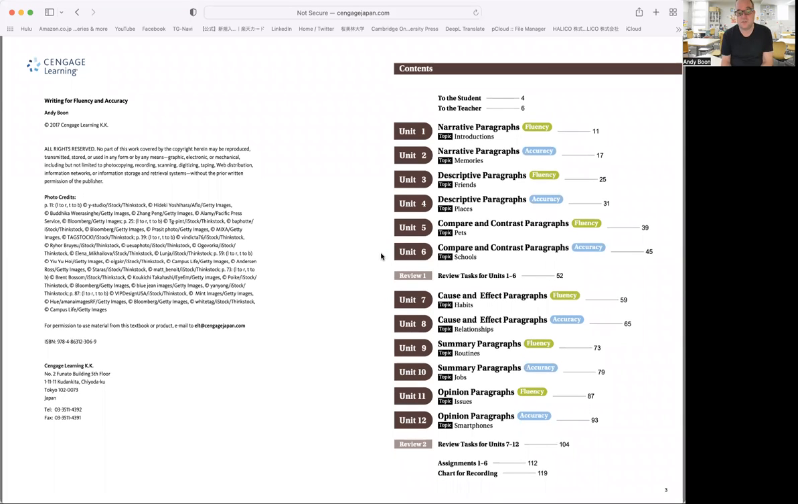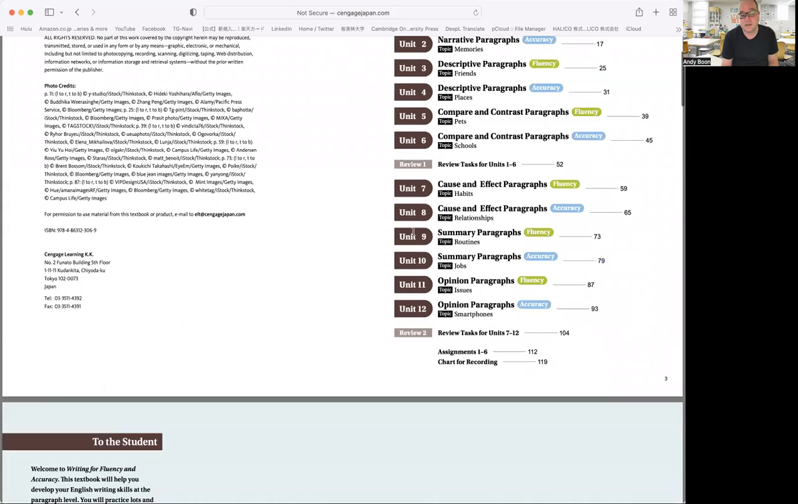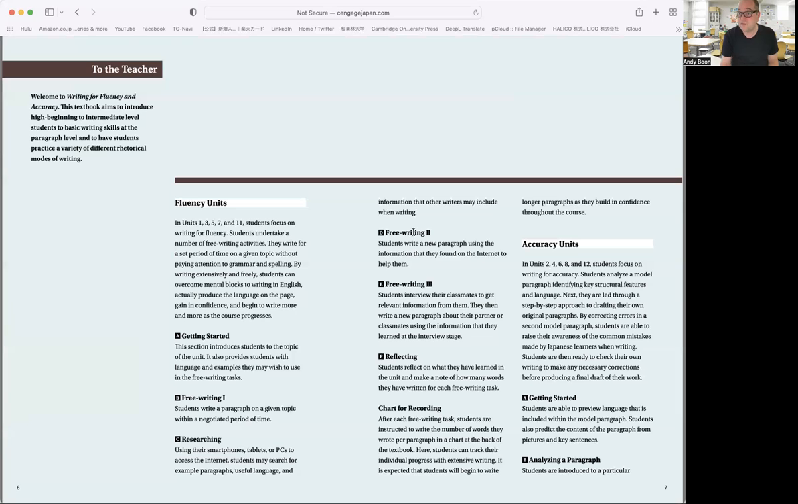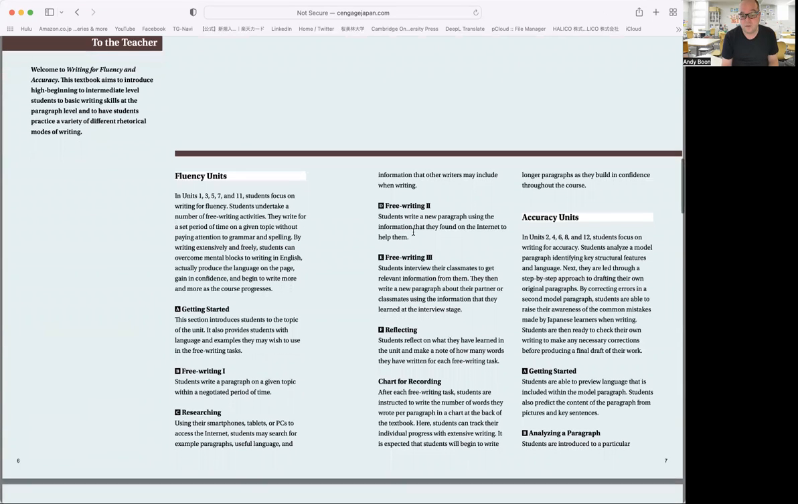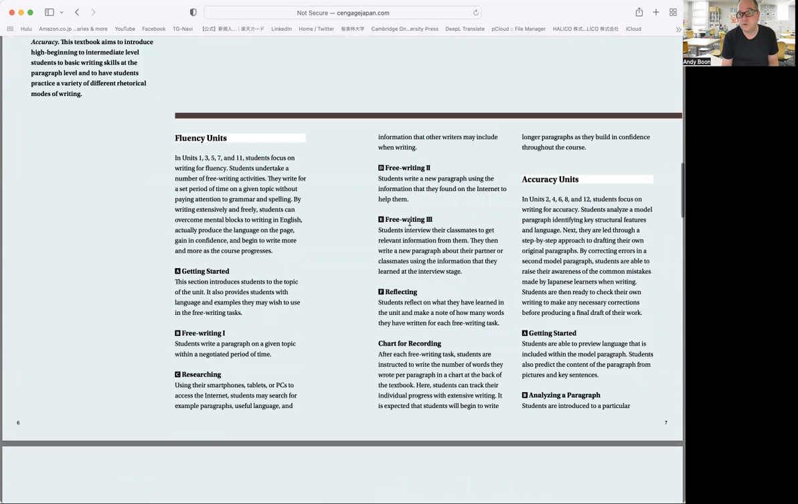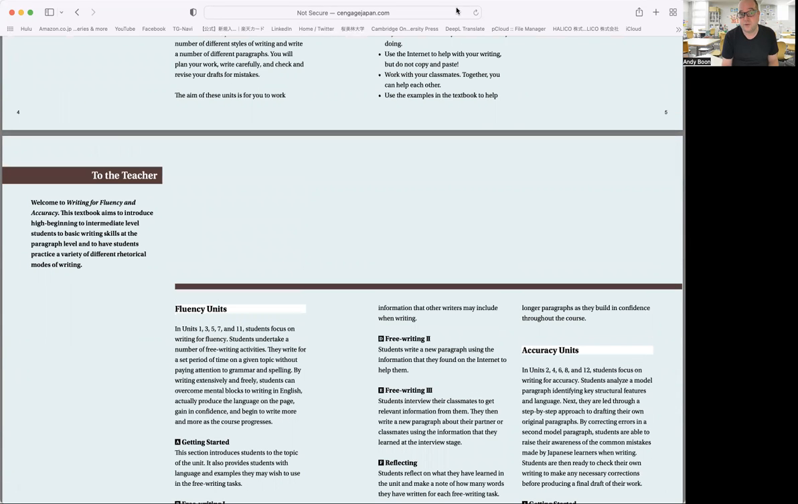As you can see from the contents, there are 12 units, and there are 6 different rhetorical modes of writing. For each unit, students are going to practice fluency writing, and they're going to practice accuracy writing. Now, when you get the textbook, there's an explanation about the methodology behind the book on pages 6, 7, 8, and 9. And I'm going to explain a little bit about this for you today.